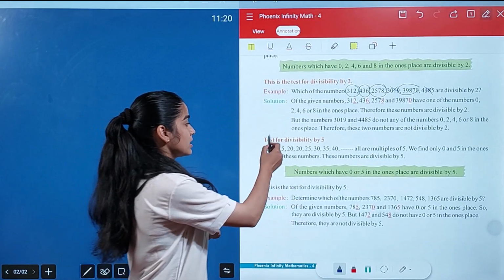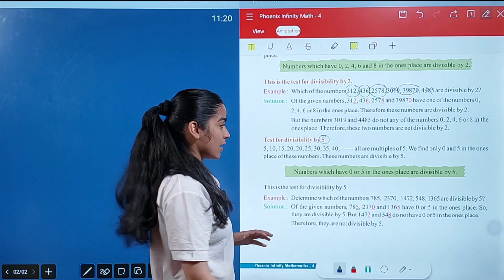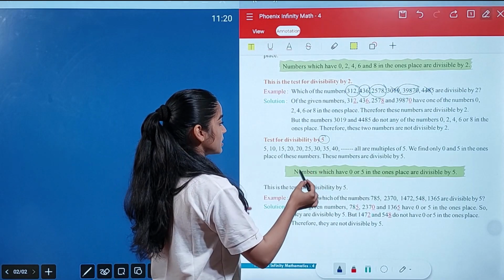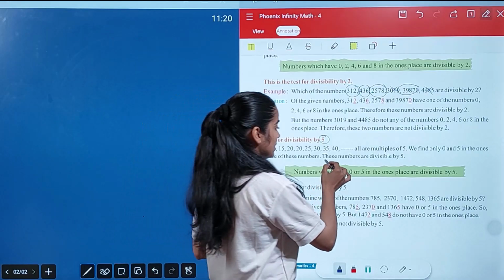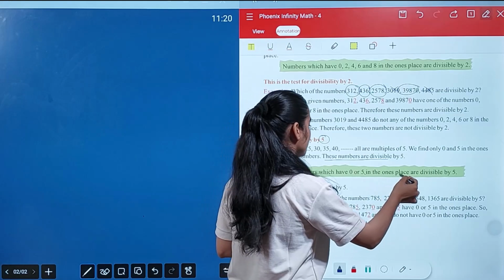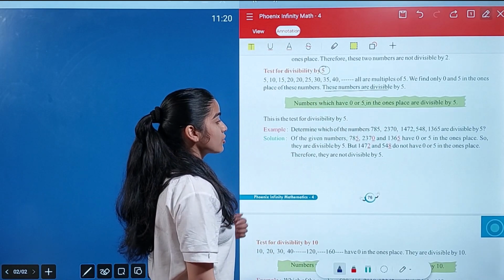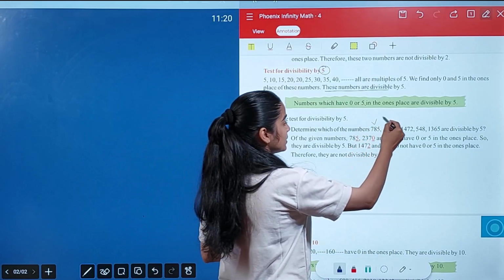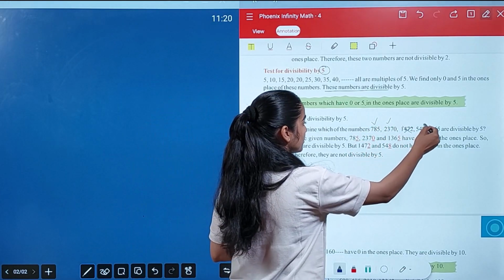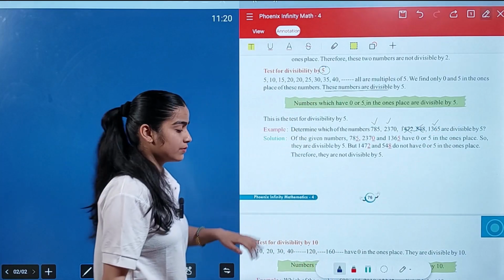Next we have the test for divisibility by 5. If the last digit is 0 or 5, then you can simply say that these numbers are divisible by 5. Numbers which have 0 or 5 in the ones place are divisible by 5. So determine which of the numbers are divisible. So this is divisible, this is also divisible, this is not divisible, this is not, this is okay. So in the same way you can solve it.